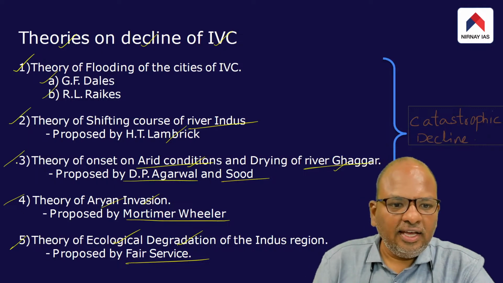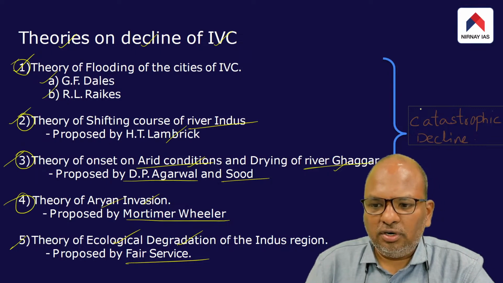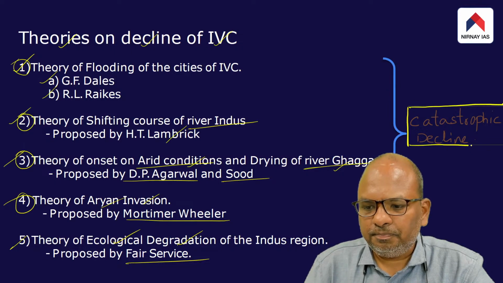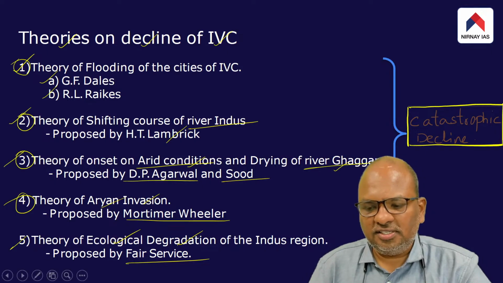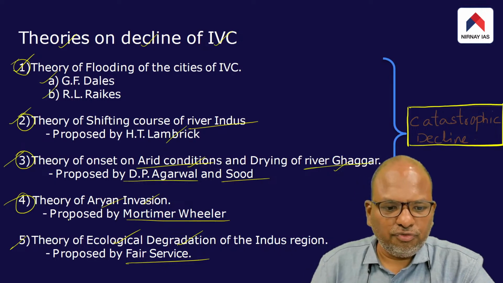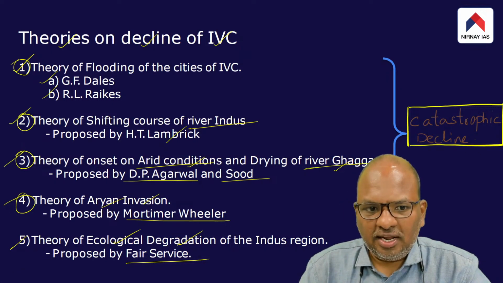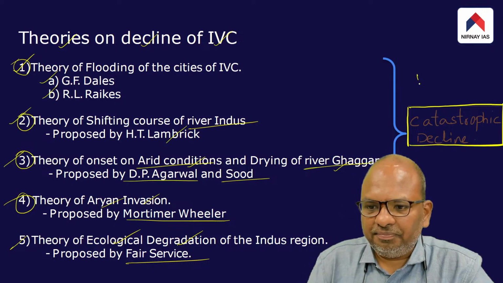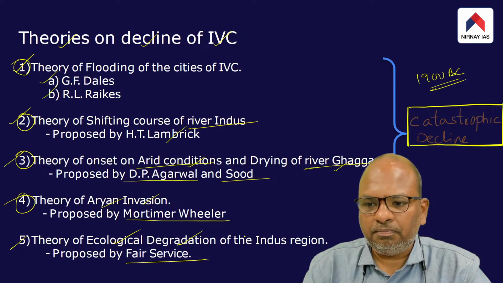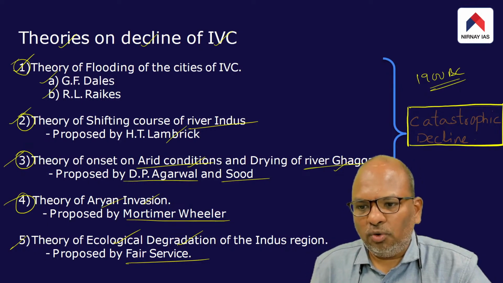Of these five theories, the first four theories are referred to as catastrophic decline theories. Basically, the first four theories suggested that due to some sudden catastrophic events, all of a sudden the Indus Valley civilization declined by about 1950.